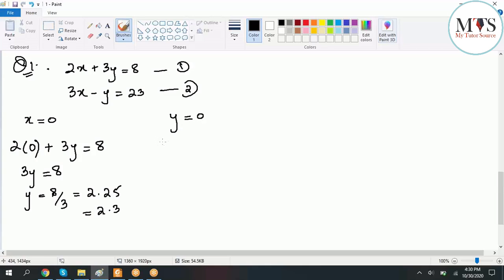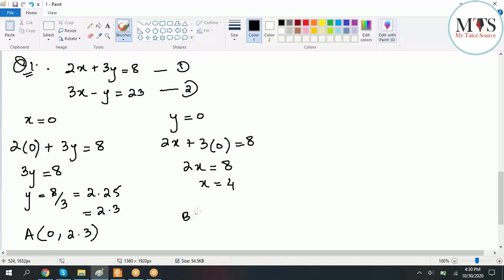So that will be 2x plus 2 times 0 equals 8. Focus on one equation first, then move on to the second one. That's 0, 2.3, that is one coordinate. Second coordinate is 4, 0. Now we do the second equation.